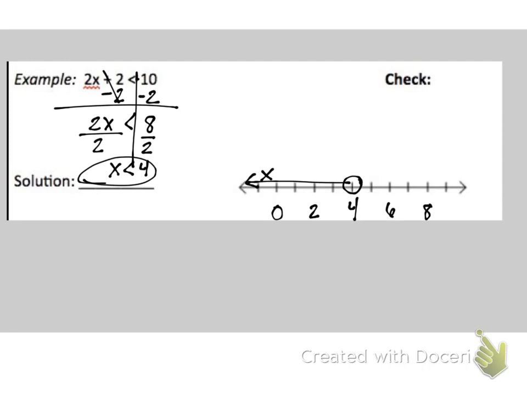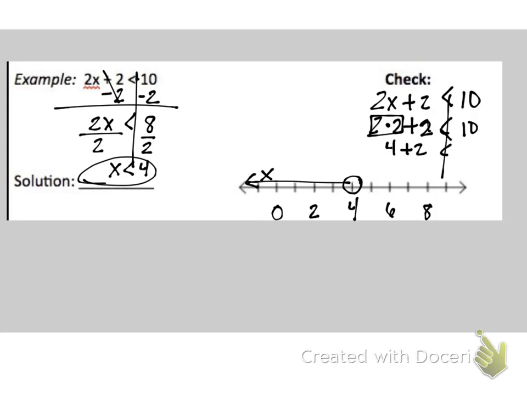Let's pick 2. To check, we're going to rewrite 2x plus 2 is less than 10. Substitute 2 times 2 plus 2 is less than 10. 2 times 2 is 4. 4 plus 2 is 6. 6 is less than 10, so it checks. We got it correct.